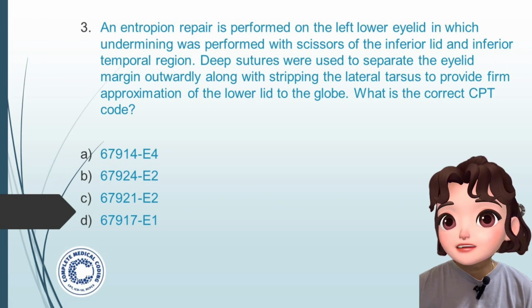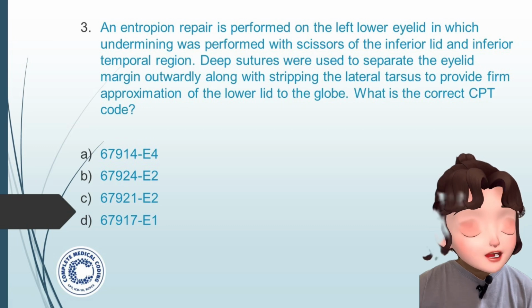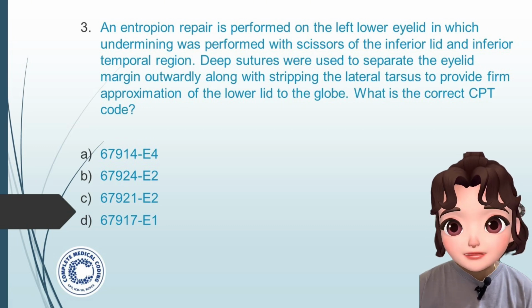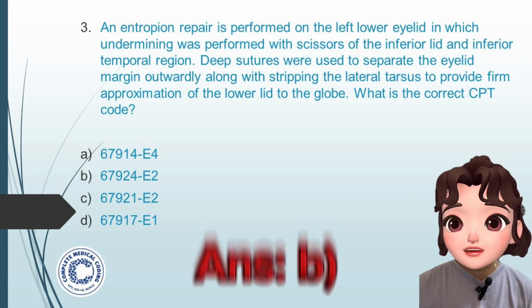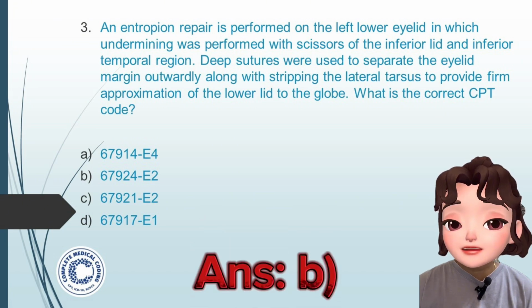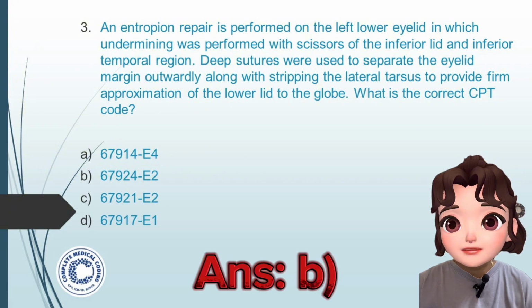Because in the third, fourth line, you can see, deep sutures were used to separate the eyelid margin outwardly along with stripping the lateral tarsus. So tarsal strip is mentioned there. So this is an extensive procedure. So our answer is option B, 67924 with modifier E2. Okay.